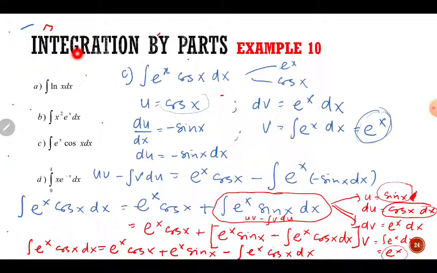Are we going to solve this one more time? Nak buat lagi, nak let u lagi, nak let v dv lagi. Do you know what is going to happen? Dia akan repeat benda yang sama. So how we are going to solve? We are looking for this solution.